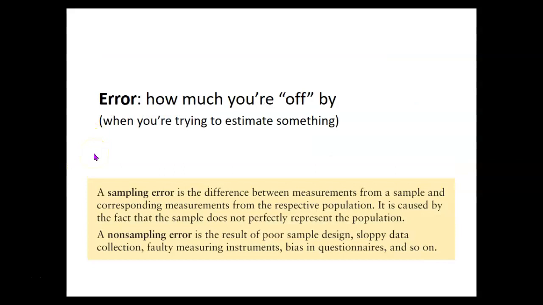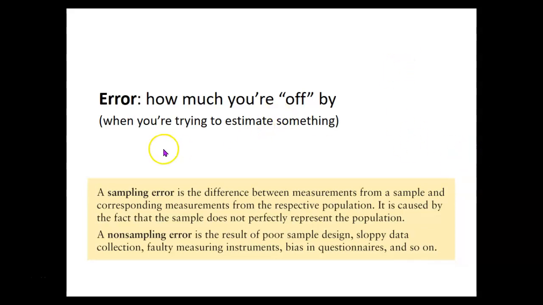And to end up the section, let me just mention the word error in statistics usually means how much you're off by when you're trying to estimate something. So if I'm trying to estimate what is the average number of hours a week that college students spend studying, and if the true average is, say, 23 hours, and I take a sample, and based on my sample, I estimate that it's 21 hours, I'm off by 2 hours. So that 2-hour difference is the error.